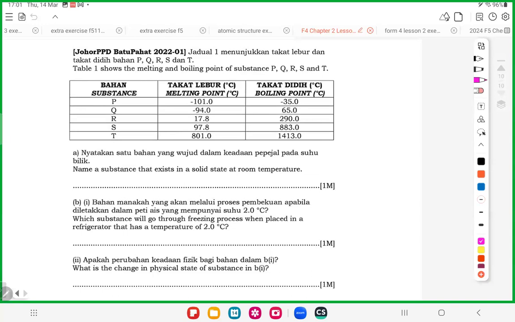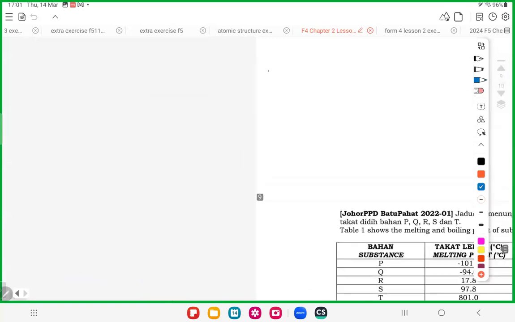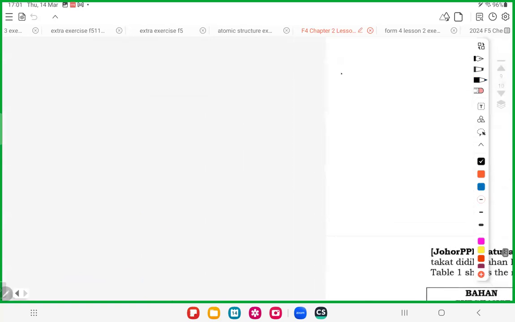First and foremost, let's do a very quick recap, about 5 to 10 minutes, of what we covered in the past lesson. In the last lesson, we learned what is matter. Matter is something that has mass and also occupies space.